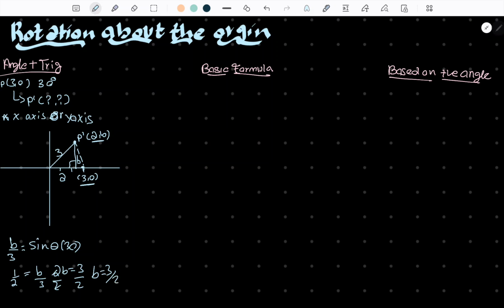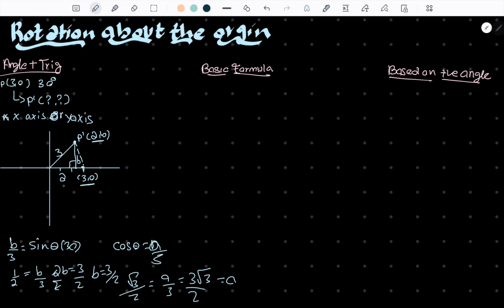Now we need to do the A version. So cos theta is equal to A over 3. Cos of 30 is root 3 over 2, which equals A over 3, cross-multiply, and then 2A is equal to 3 root 3, so A is 3 root 3 over 2. Wait, yep, we're right. So A is 3 root 3 over 2.